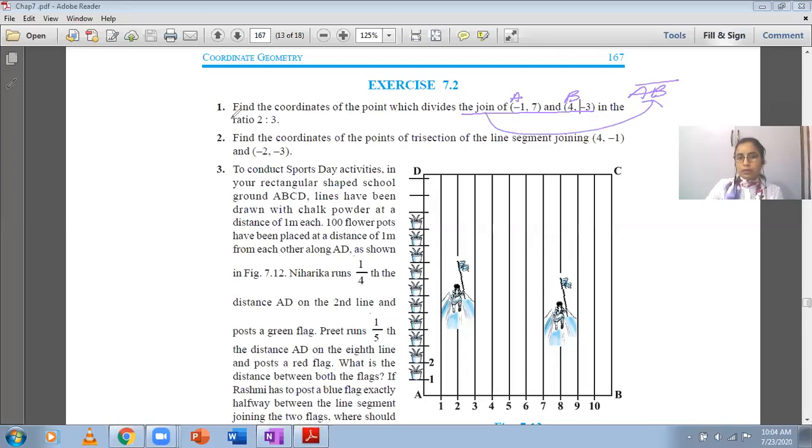Join of A and B. And there is a point which divides AB. So let's name that point as P. So if I have to simply draw, there is a point lying on line segment AB.